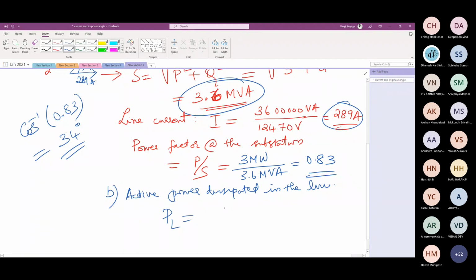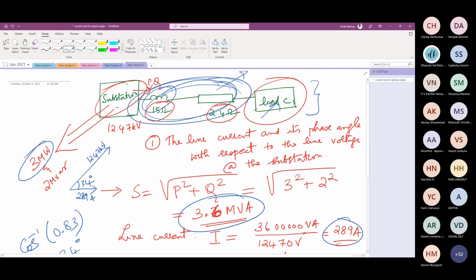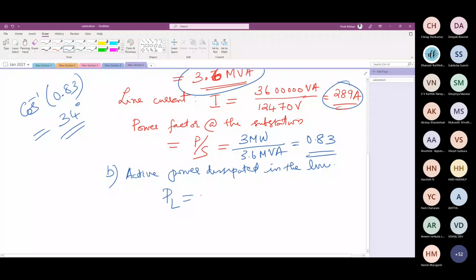I have resistance as the active component, and resistance is 2.4 ohms. Reactance I am not considering because I am trying to find the active power dissipated only. So PL equals R into I squared, which is equal to 2.4 into 289, the current squared. What's the value here? Around 0.2 megawatts.